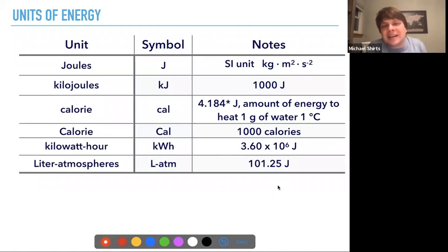Calories, small c calories. It's 4.184 joules. I put a star there because there are a couple of definitions of calories, which is really annoying, that are all around 4.1-something, but not the same. It's the amount of energy to heat 1 gram of water by 1 degree C. It turns out that if you have hot water or cold water, it's a slightly different amount of heat. And so you get steam table calories being slightly different than thermodynamic calories. It's sort of a mess.